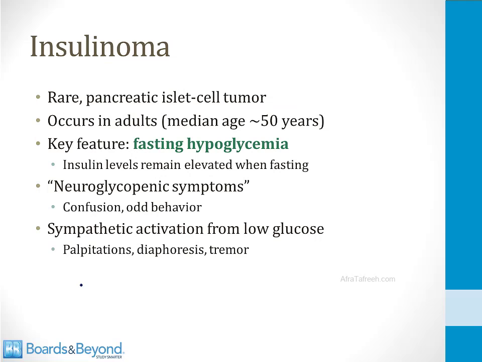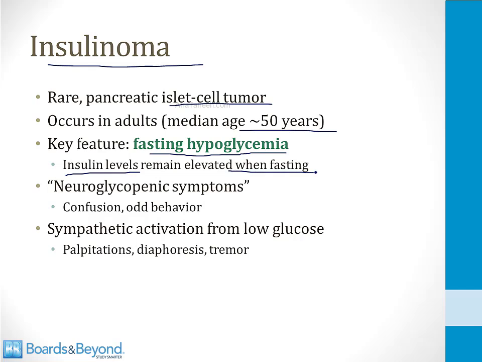I'll finish this module by talking about two rare hormone-secreting tumors of the pancreas. The first one is an insulinoma. This is a rare pancreatic islet cell tumor. It occurs in adults with a median age of about 50 years. And as you can imagine, the key feature is fasting hypoglycemia. These patients have elevated insulin levels even when they are fasting because of the tumor. These patients classically develop symptoms of confusion and odd behavior from hypoglycemia. These are sometimes called neuroglycopenic symptoms.